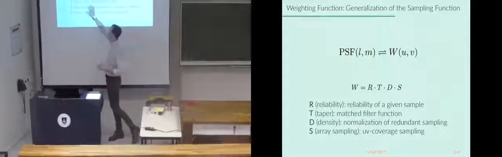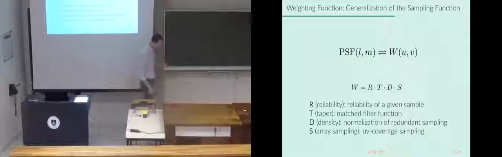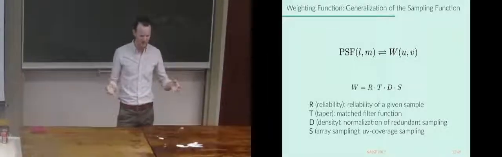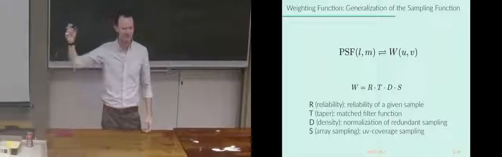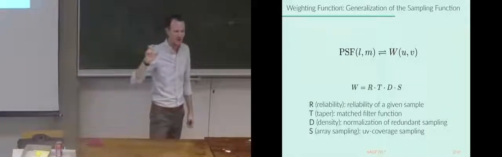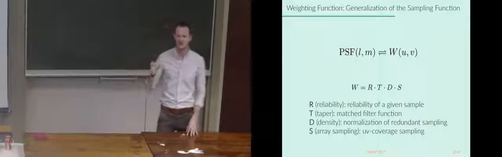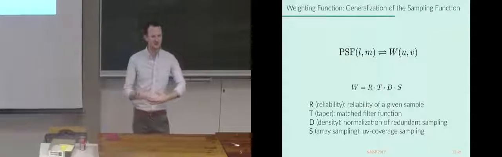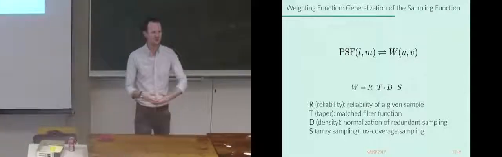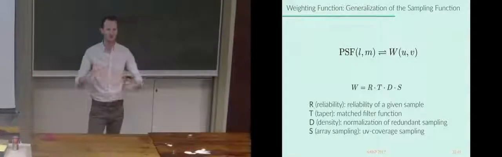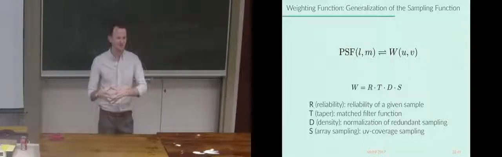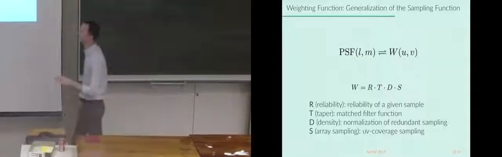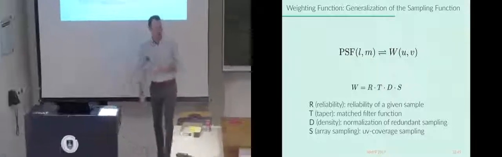There's also this idea of a taper function, which I'll talk about a bit later on. If you have some array, and you have some source you want to image, and you know something about the size of that source, and it's a weak source, you can apply a tapering function. This is basically applying a matched filter, which maximizes the signal to noise for something of the size of the source you're interested in, at the cost of other things. So sometimes if you're doing something on a weak source, you might apply a tapering function.